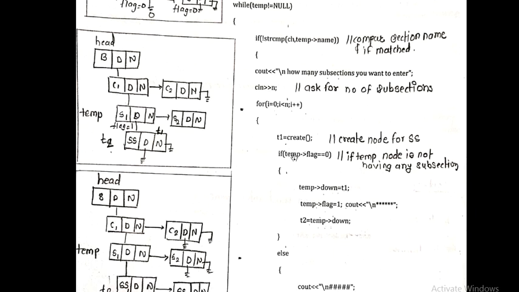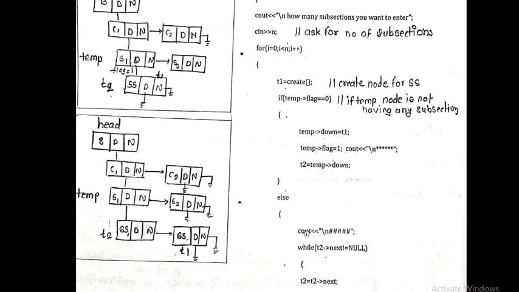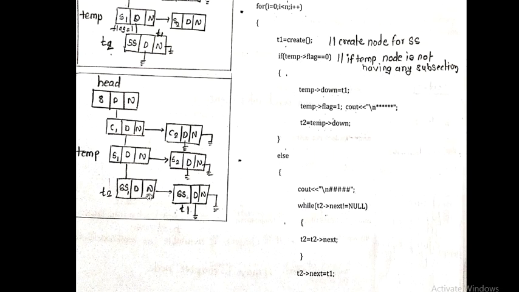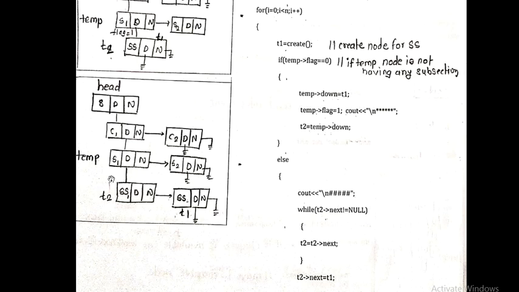Now else means the subsections are already available over there. Then what do we have to do? We have to traverse the whole subsection linked list until we get the next field as null, right? So we are going to traverse this T2 until we get the next field as null. So here after subsection 1, subsection 2, after that we get the null pointer in the next field, right? Because this next is associated with the next node. This next is associated with null.